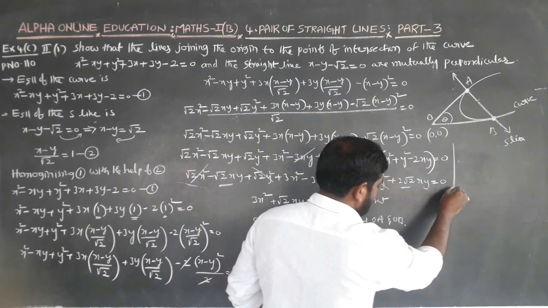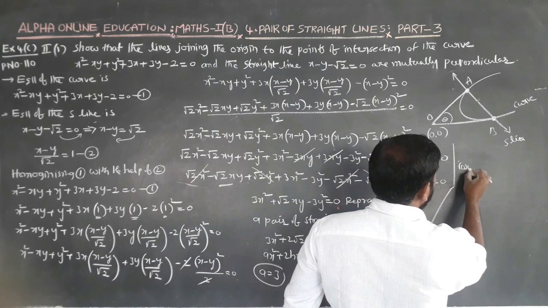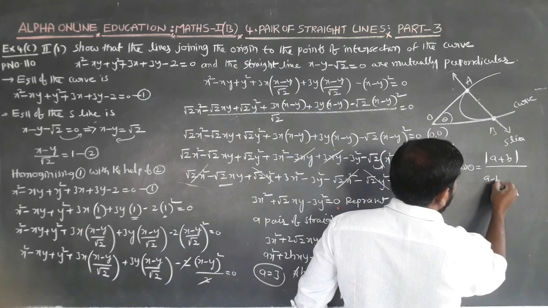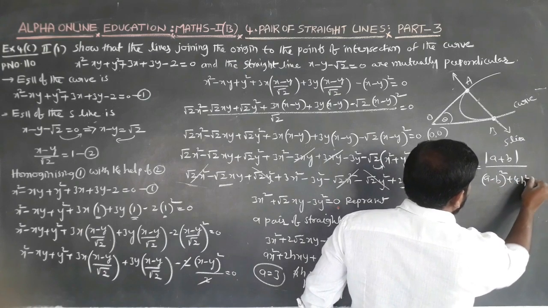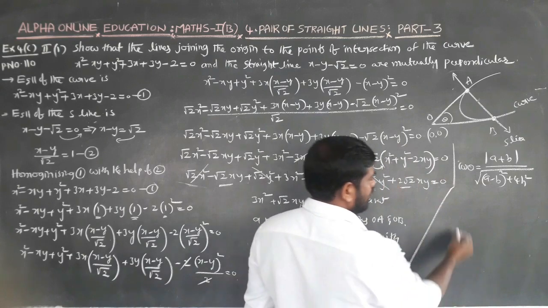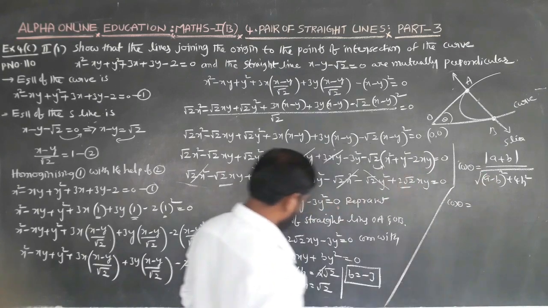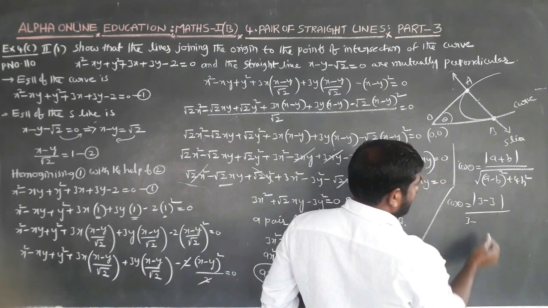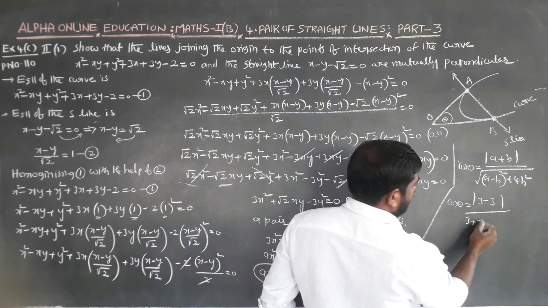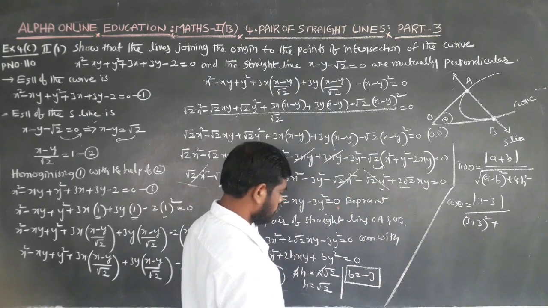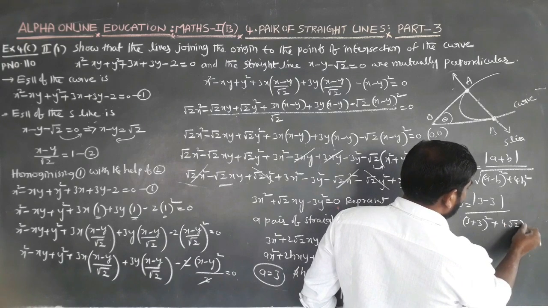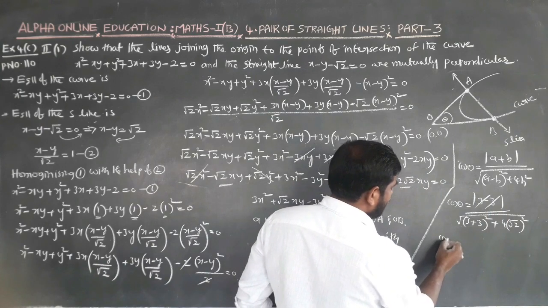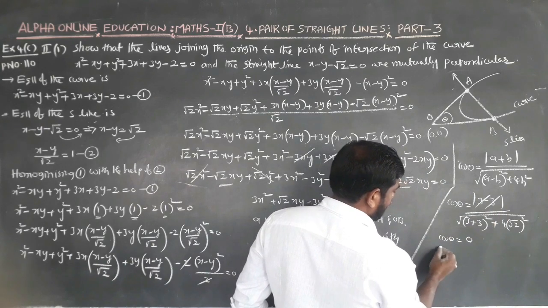If theta is the angle between the two lines, then cos theta is equal to mod of a plus b by under root of (a minus b) whole square plus 4h square. Cos theta equal to (3 plus minus 3) by under root of (3 minus minus 3) whole square plus 4 into root 2 whole square. The 3 and minus 3 cancel, so cos theta equal to 0 by something, which is 0.